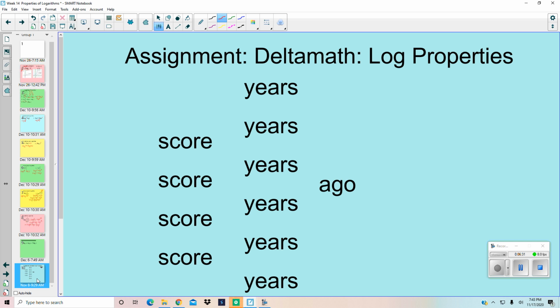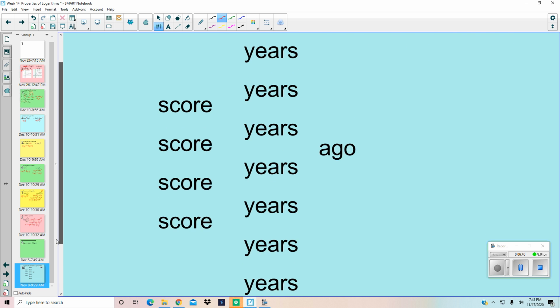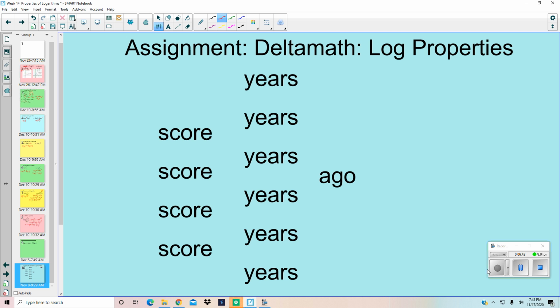What is this puzzle? 77 years ago. Sorry, you couldn't see all those years. There are 7 of them there. Reach out if you have questions.